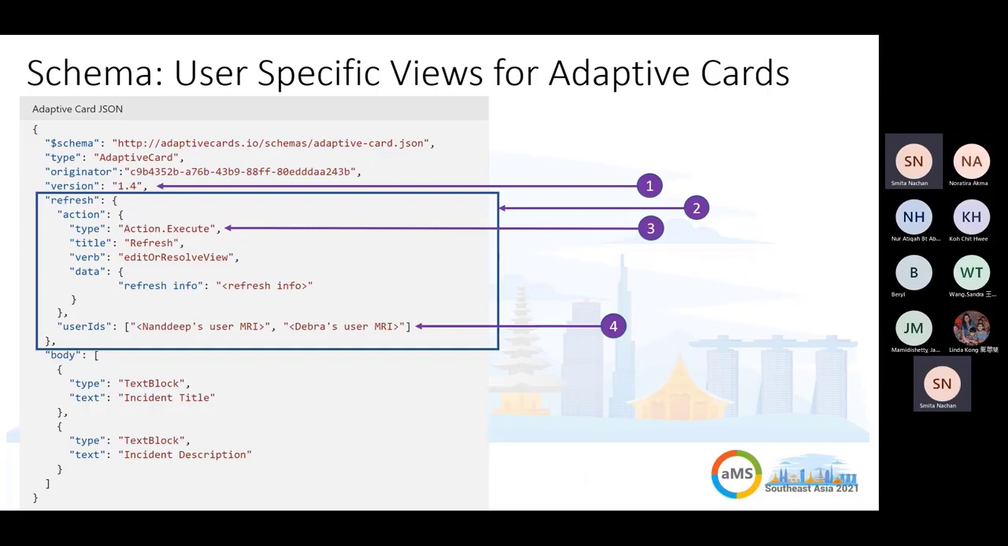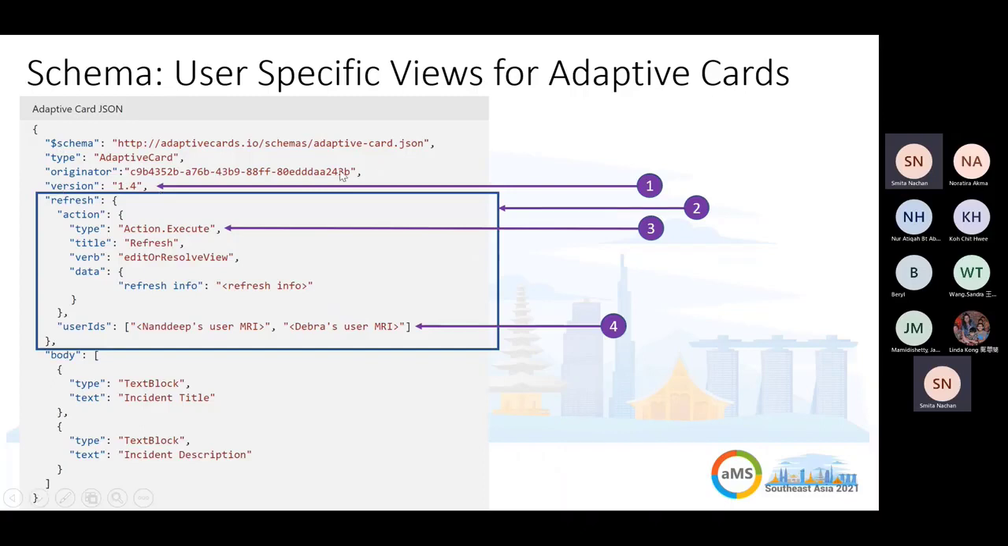So as we saw in the first demo, we have some specific schema to follow for the adaptive cards. So similarly, it is the same schema. The schema has been defined at this particular URL. The type of this schema is just the adaptive card.